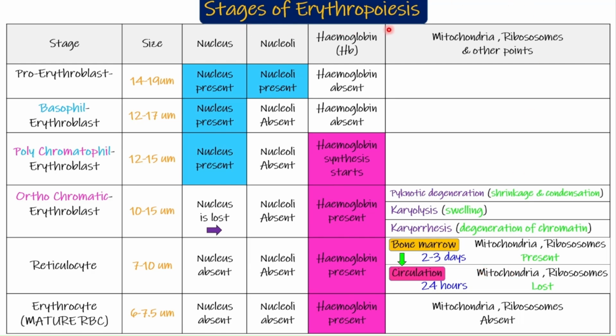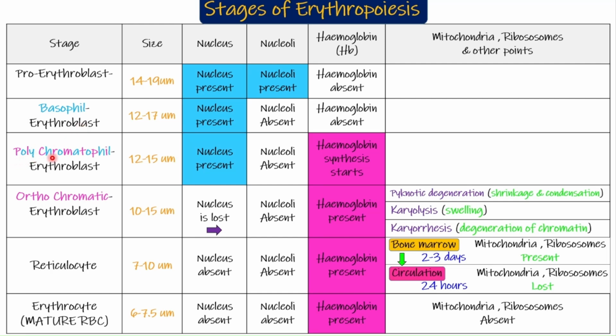Now let's move to the main topic, the stages of erythropoiesis. The stages of erythropoiesis are the stages by which finally a mature red blood cell, known as an erythrocyte, is formed. So these are the different stages of formation of a mature red blood cell. The first, most immature stage is the proerythroblast. Then we have the basophil erythroblast.